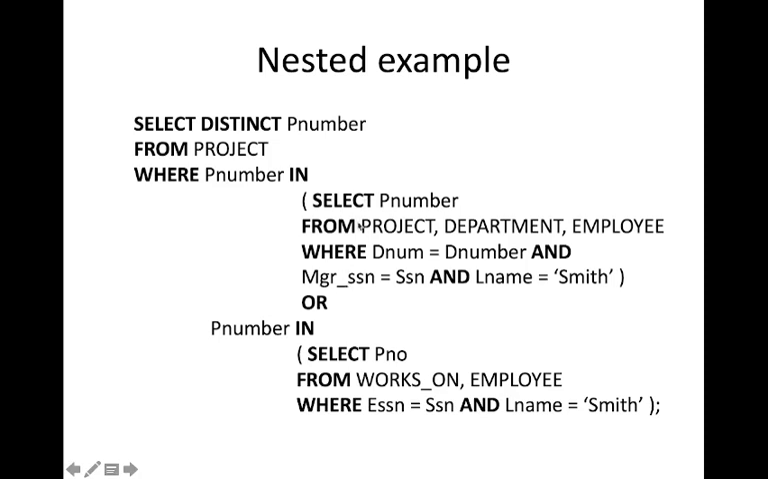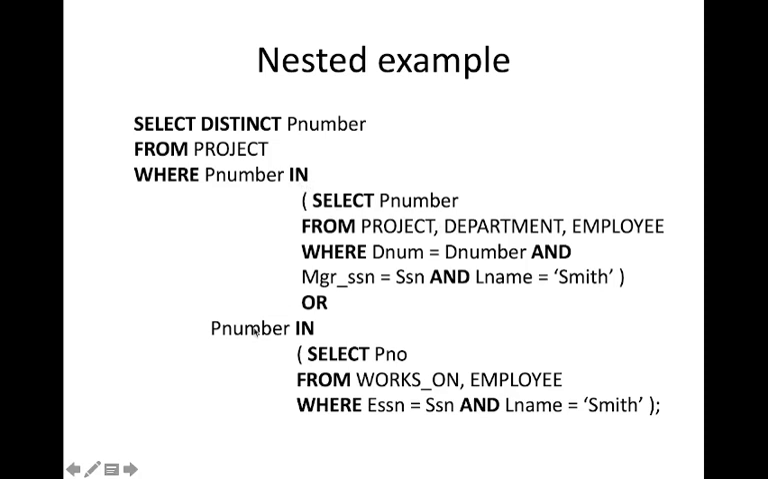There will be many project numbers, so it is a set. This P number should be compared with a set of elements, and the inner query will return a set of elements. In order to compare with a set of elements, we use the in operator. So where P number in, we have to select this. This will list all the project numbers where Smith is the manager of the department which controls that project. So it will select all those things.